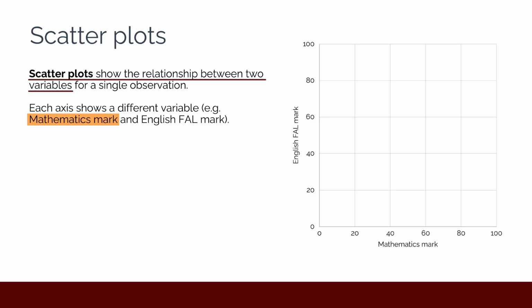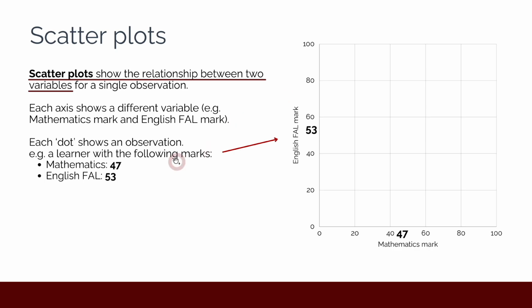So if we wanted to show the maths versus the English First Additional Language marks, we can plot it like this. So here we have maths on the x-axis and English First Additional Language on the y-axis. And if we had a learner which had a mark of 47 for maths and 53 for English, we can plot that learner as a dot on our graph. So we connect those two marks, and where they connect, we put the dot representing a learner. And we can then do this for all of our learners in order to see the relationship between these two variables.